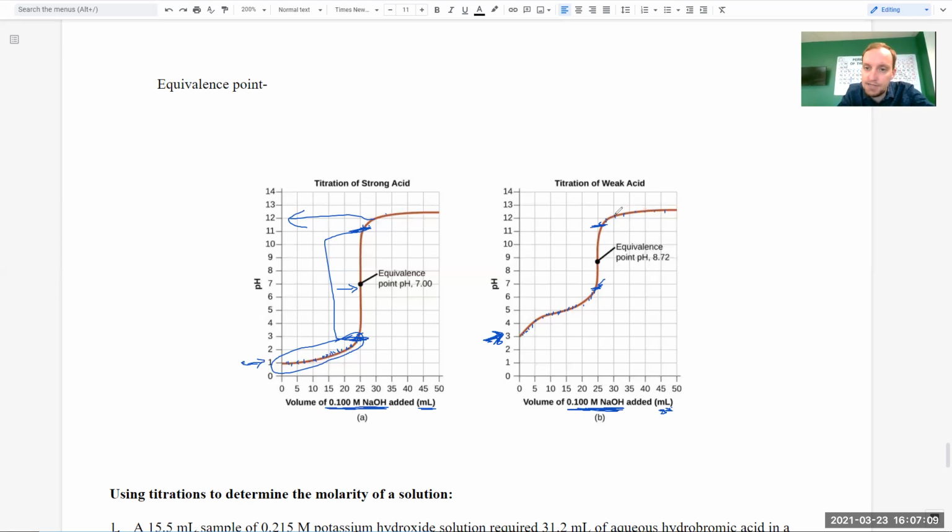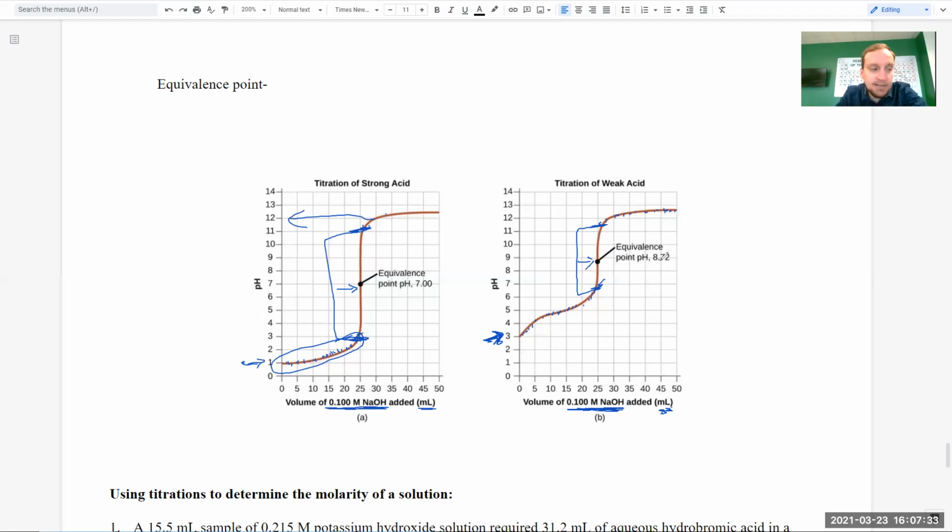This area here is not informative. This area here does not tell us anything about the molarity of our unknown solution. So roughly halfway between here and here is our equivalence point. In this case, because we started with a weak acid, our equivalence point is a pH of about 8.72.